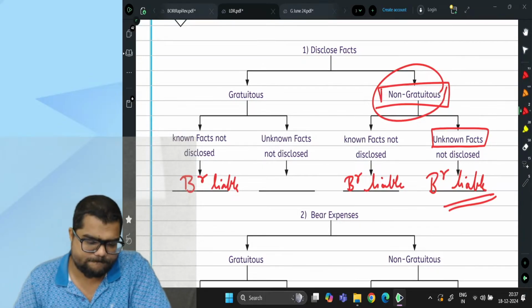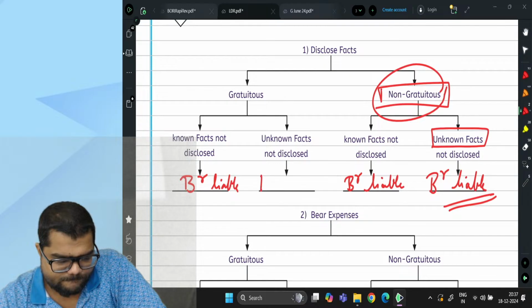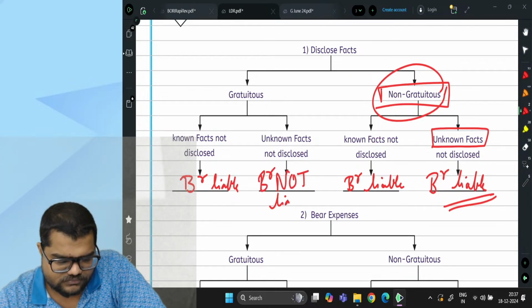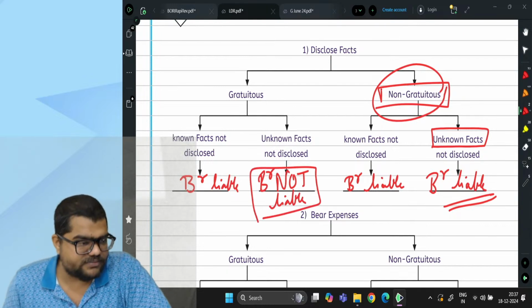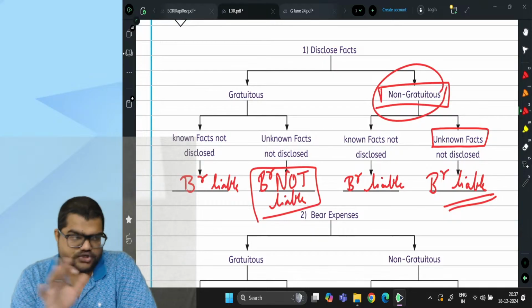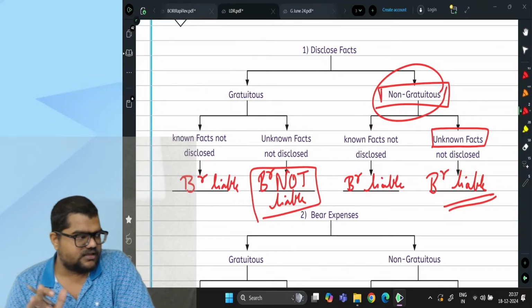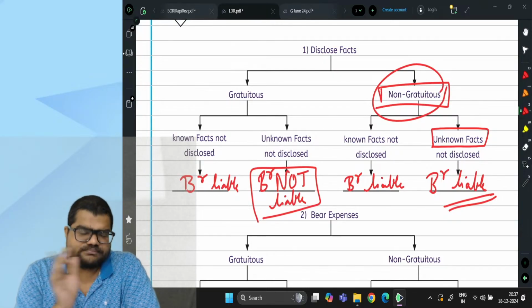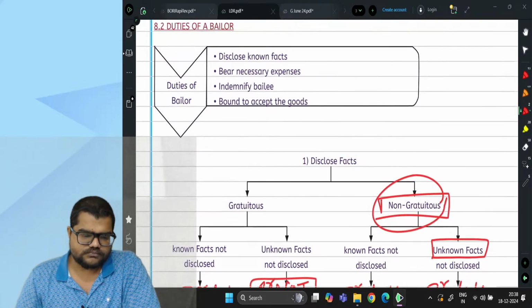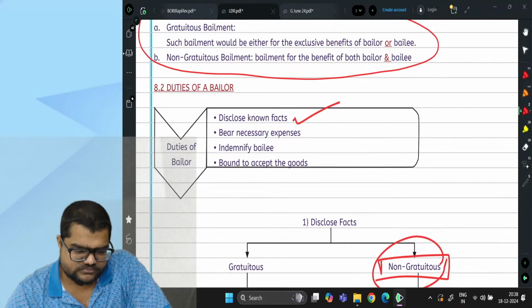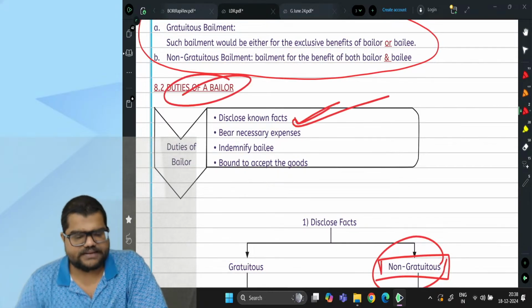The last one, bailor not liable. Obviously because it was gratuitous bailment. You can take the screenshot. It is very easy, I guess. Let's move forward. So this is done already. Duties of bailor, this is done already.